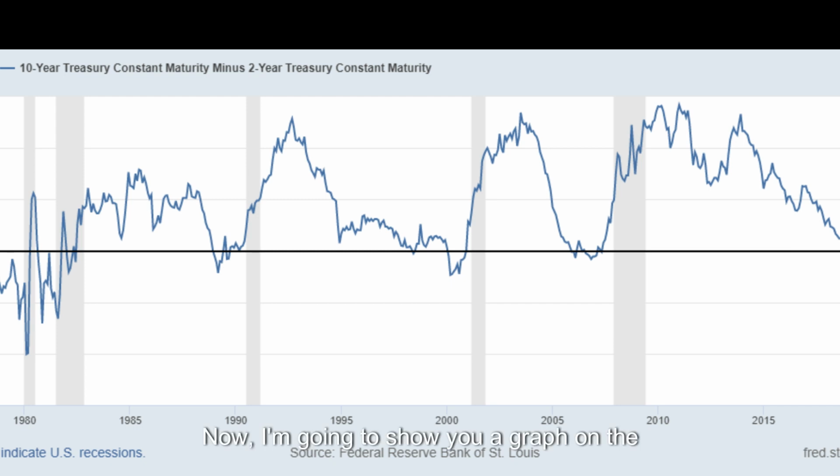Alright, with this we already understand what the yield curve is and what its normal shape is, which is upward sloping. Now I'm going to show you a graph on the screen where the blue line represents the difference between the 10-year and 2-year interest rates. So, when the blue line is above zero, it means that the 10-year interest rates are higher than the 2-year interest rates, which indicates that the yield curve is normal, with higher interest rates for longer maturities. However, there are also times when the blue line is below zero, indicating that the 2-year interest rates are higher than the 10-year interest rates, which means that the yield curve is inverted.